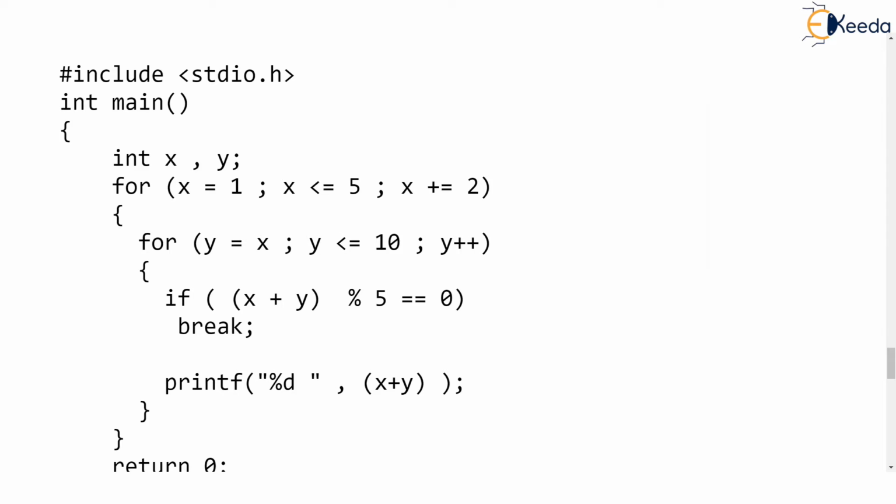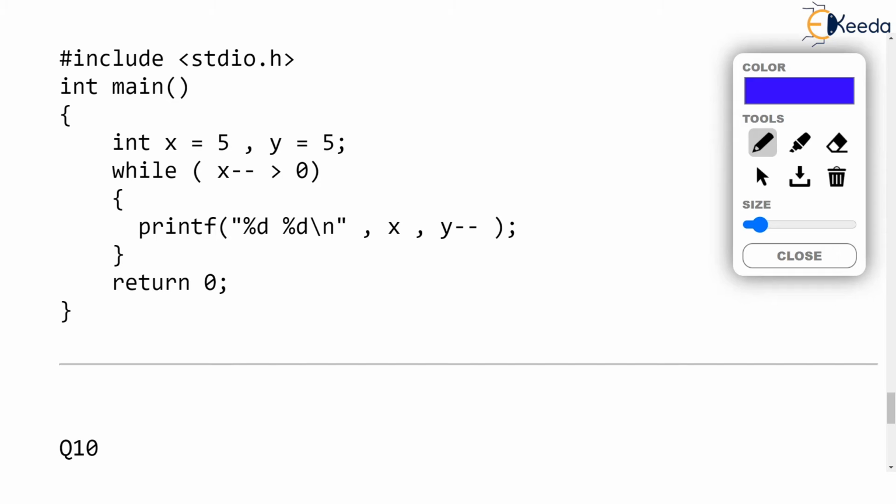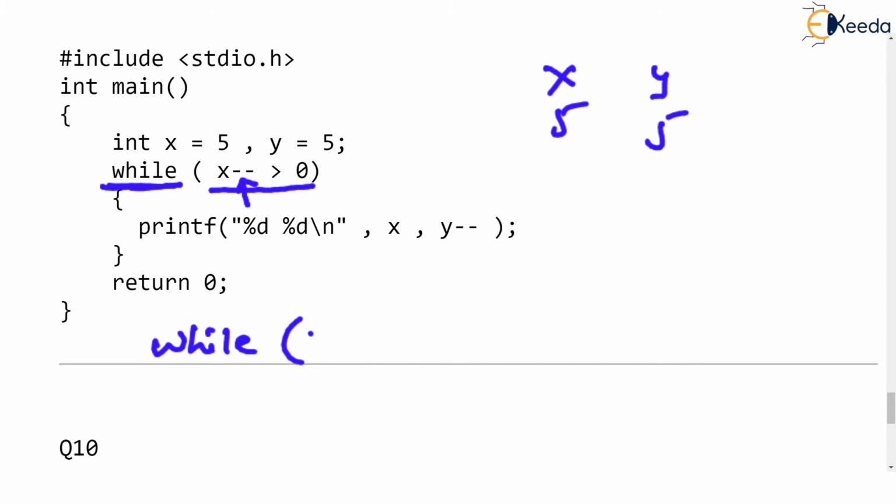So one more question is there. But let's see this question first. Just check. Here we are given two variables, x, which is 5, and y is also 5. Now check this while. It is checking is x minus minus greater than 0. Now please try to understand, this minus minus is the postfix. So actually what while will do, while will check is x greater than 0. Please try to understand. And after checking is x greater than 0, x will be reduced by 1.